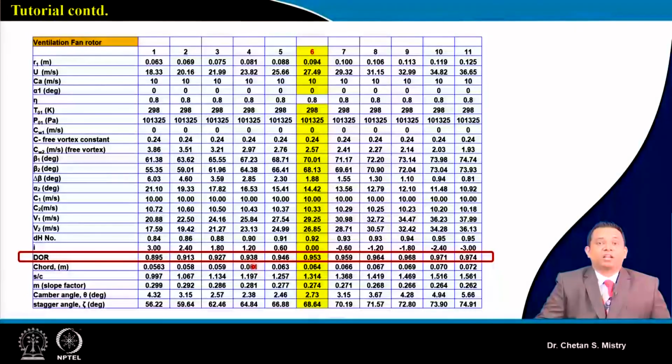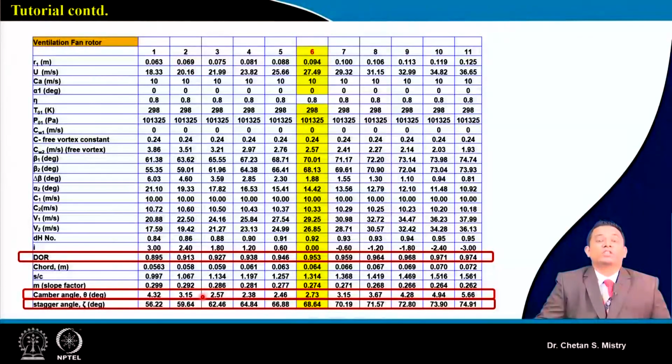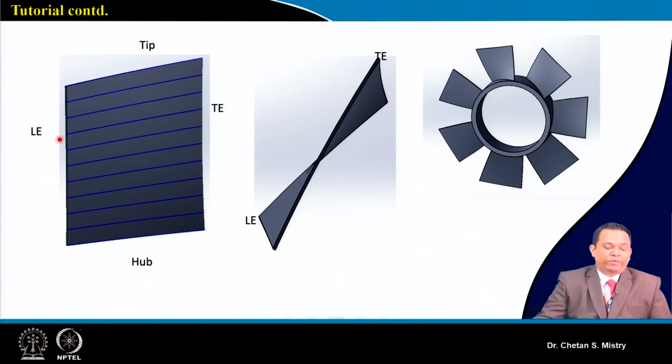Just understand, do not say, sir, this is not a stage, but we are doing the whole diffusion using the rotor. So this definition can be applicable to understand how we are doing diffusion with the rotor. Now in this case, my camber angle varies from 4 degrees to almost 5.66 degrees. At the same time, the stagger angle is coming on the large side. So let's look at how the blade will look.